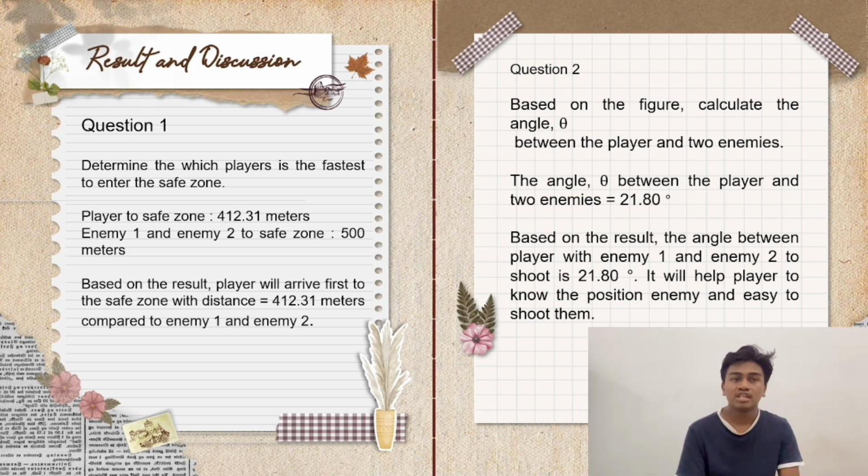The result for question 2 is, based on the figures, calculate the angle between the player and two enemies. The angle between the player and two enemies is 21.80 degrees. So based on the result, the angle for the player to shoot enemy 1 and enemy 2 is 21.80 degrees. It will help the player to know the position of the enemy and make it easy to shoot them.